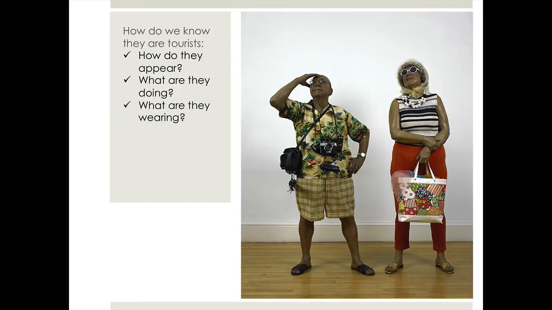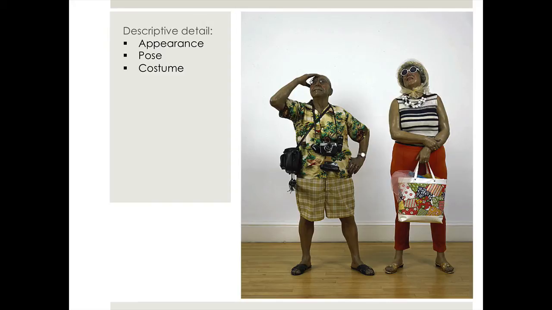So we want to describe, how do they appear? Are they old? Are they young? Are they fat? Are they good looking? Are they funny looking? What are they doing? What are they wearing? What are they carrying? These are the basic criteria when analyzing a sculpture representing a human figure.